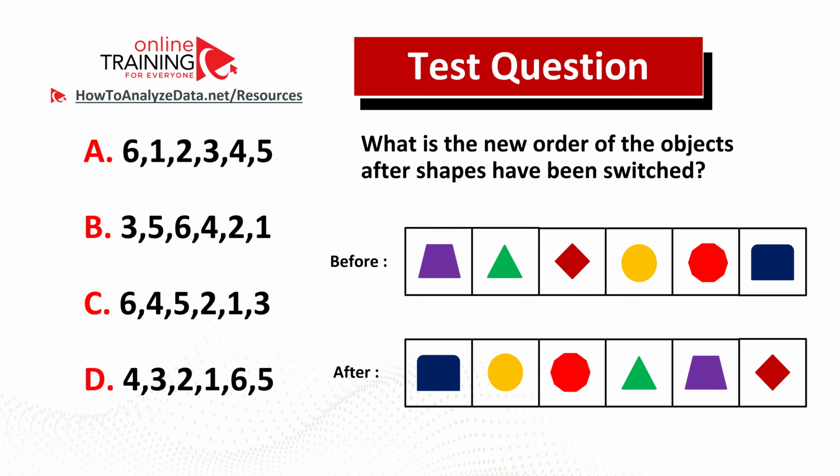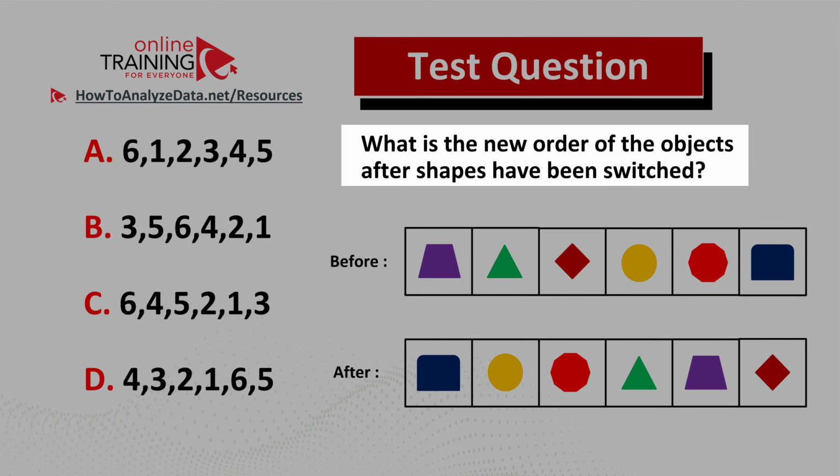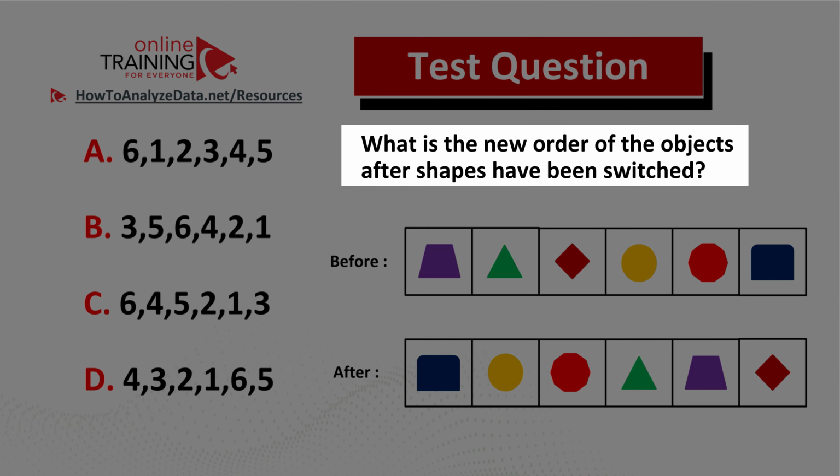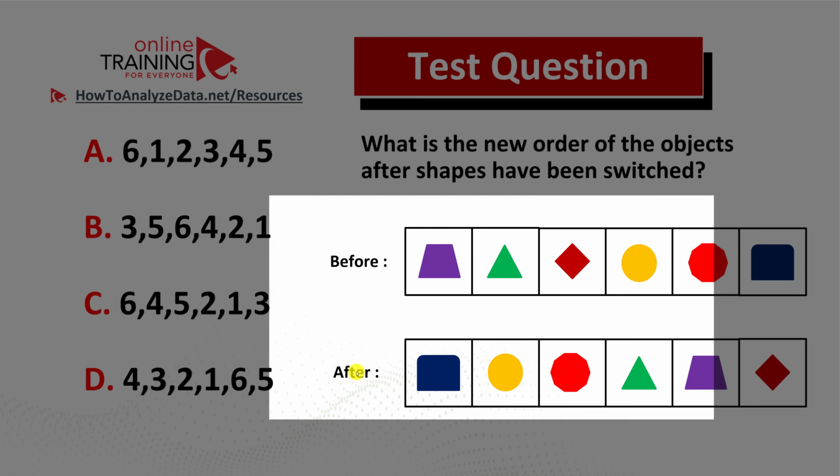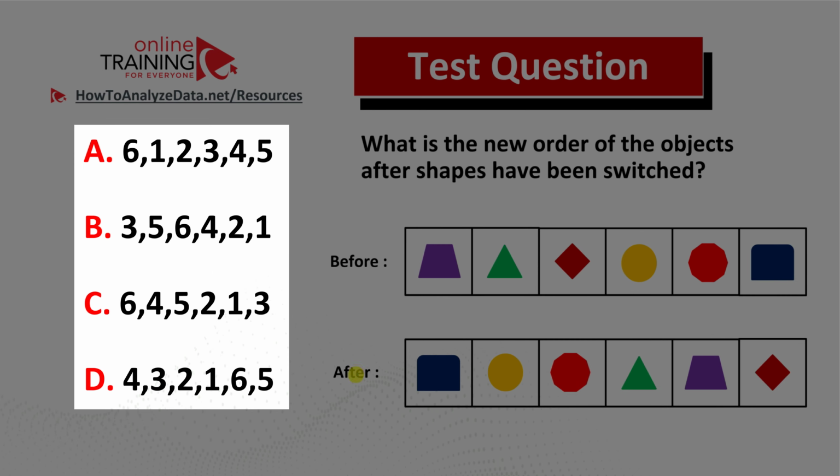Here is the tricky question from the real test, but somehow I have a feeling that you might come up with the answer on your own. Let's go ahead and jump straight to the question. What is the new order of the objects after shapes have been switched? You're presented with the 2 sets of objects, before and after. Before has 6 objects, and after has the same objects, but in a different order. And you have 4 different choices you can choose from.